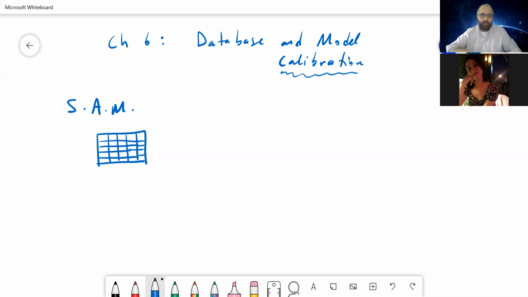And in actual economies, if you have the power of collecting all the data, then you have this database, right? And then you have the model. All right. So then you also have the model, right? And as you know, the model is in general.